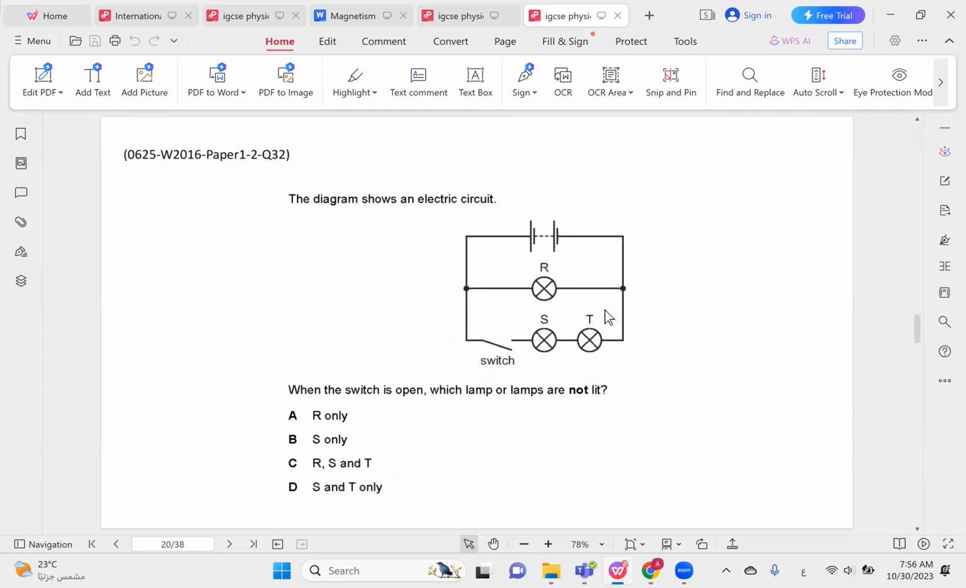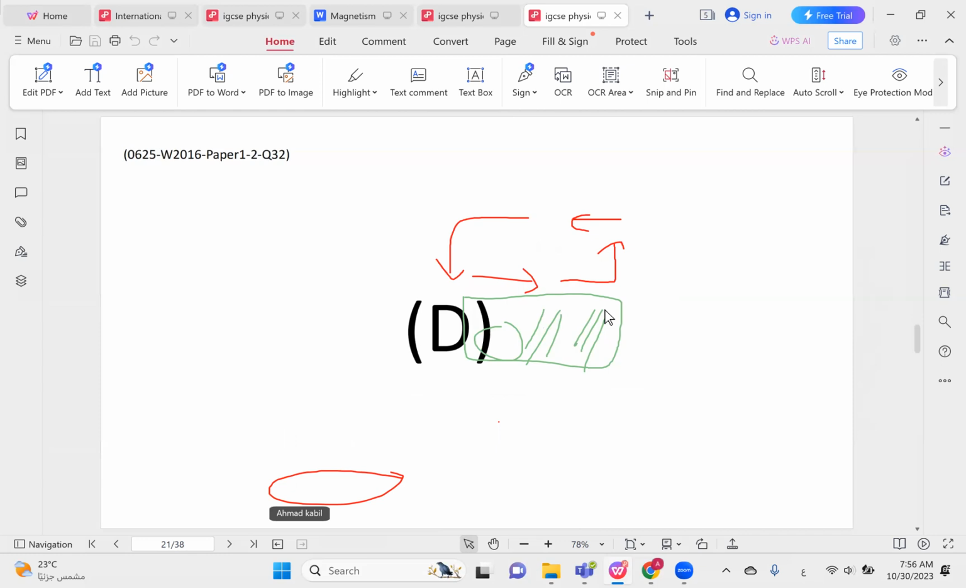The diagram shows an electric circuit. When the switch is open, which lamp or lamps are not lit? Now, if the switch here is open, then there is no current flowing in this part, because the switch blocks the current, it's open. Remember, closed switches allow electricity to flow, but open switches block electricity in a sense. So if this switch is open, there is no current flowing through S or T, but the main current will flow from the battery and then flow through R and then flow back to the battery. So R would still be working. So which lamps are not lit? S and T only are not lit. So D is the correct choice.